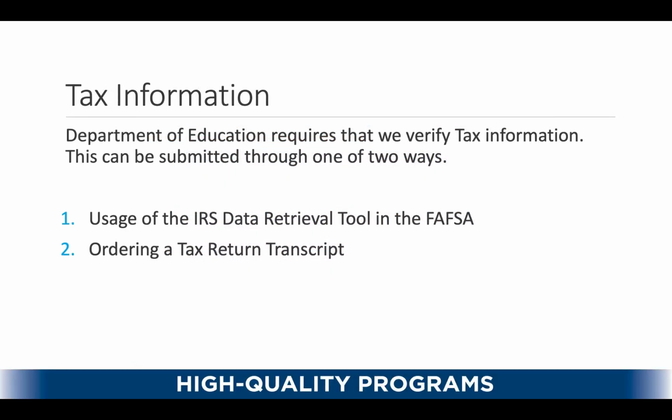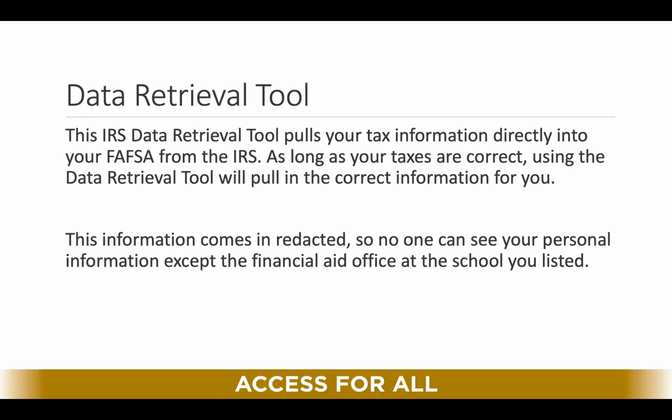Now, on to the next section for both dependent and independent students. Tax information. In order to process your verification, we are required to check your tax information. You can submit this documentation through one of two ways. Use the IRS data retrieval tool in the FAFSA, or order a tax return transcript. This section will go over how to do both of these options. The IRS data retrieval tool pulls your tax information directly into the FAFSA from the IRS.